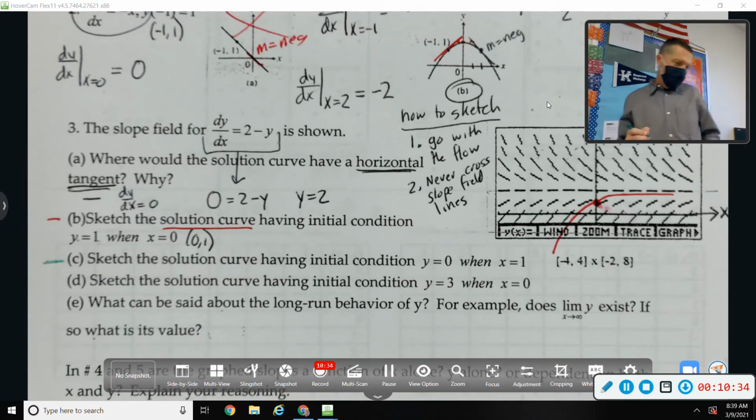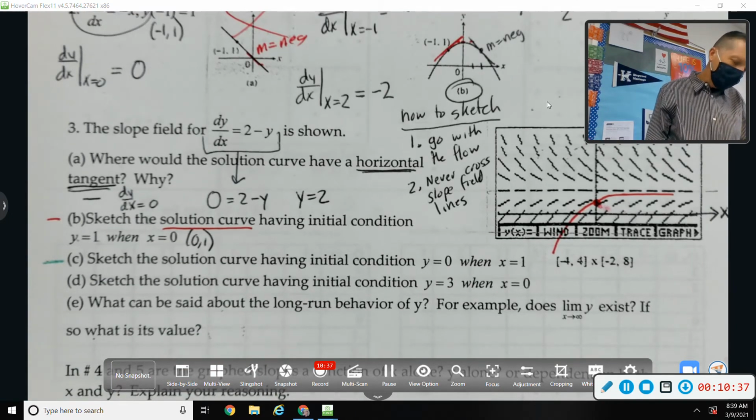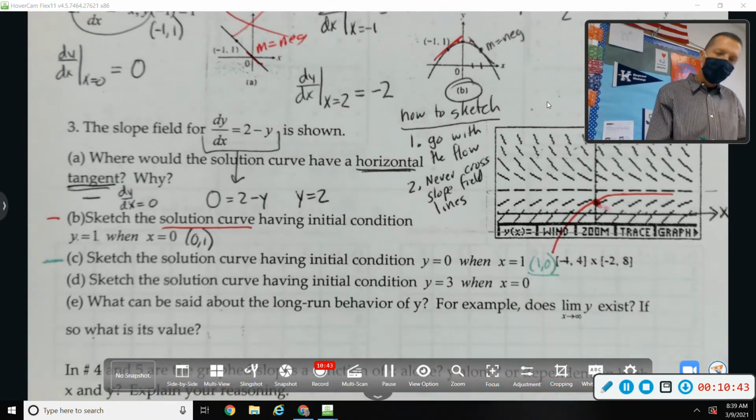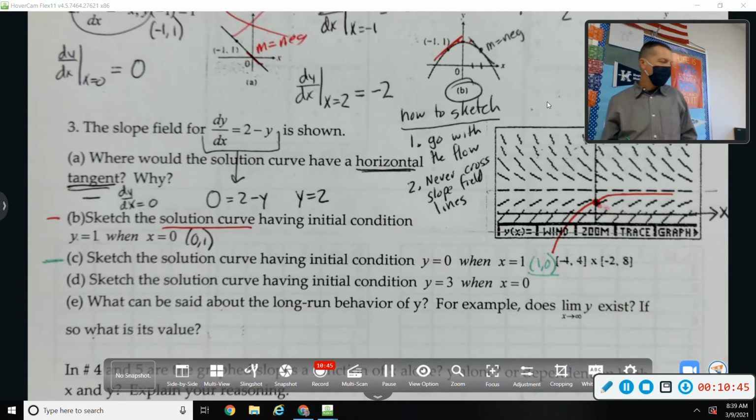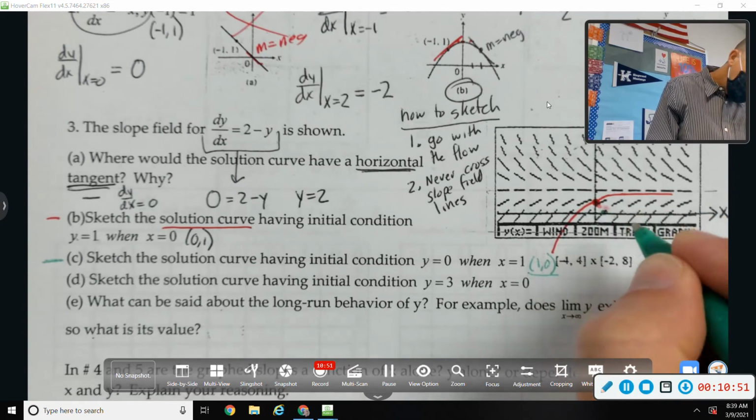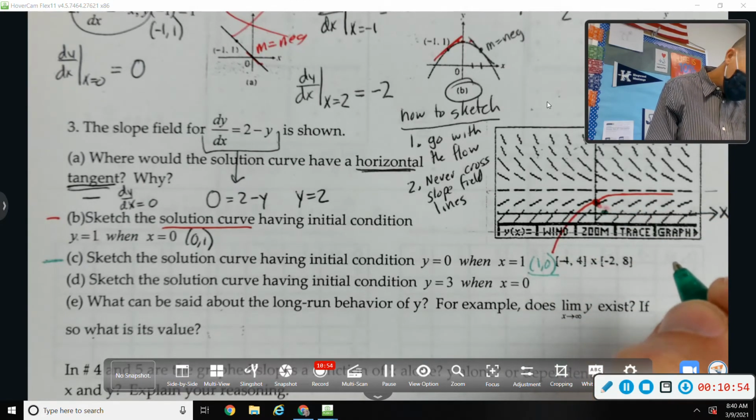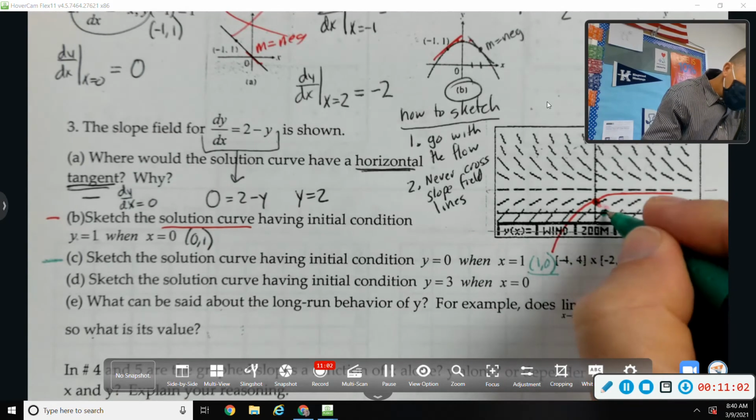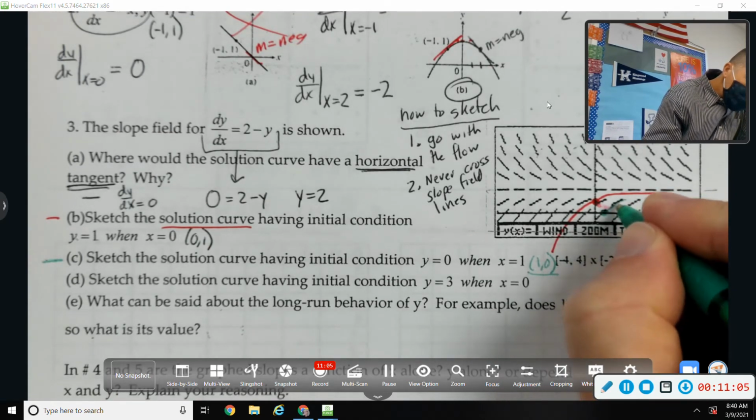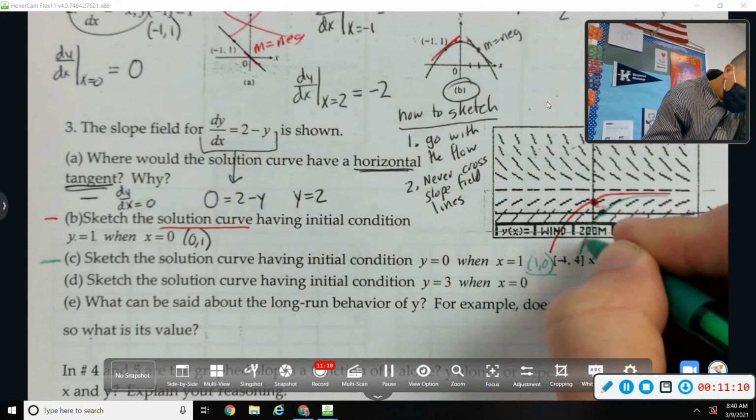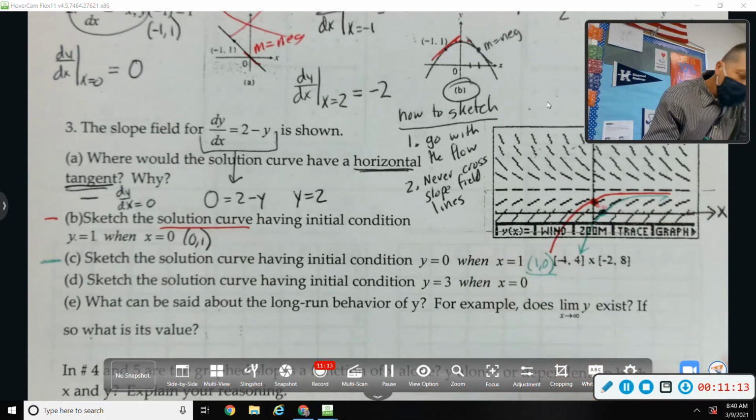Part C. Sketch the solution curve having an initial condition y equals 0 when x equals 1. So I'm going to start at 1, 0 for that one. So about right there. And again, I can always go parallel to the nearest slope field line. Don't ever cross one. Just go with the flow.